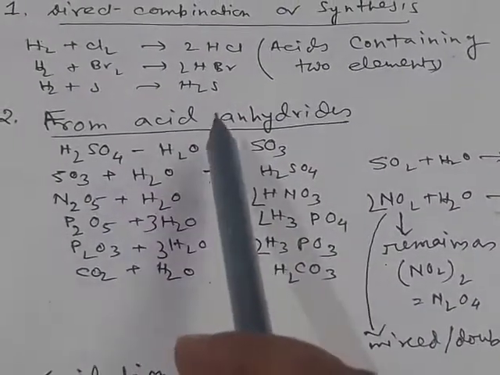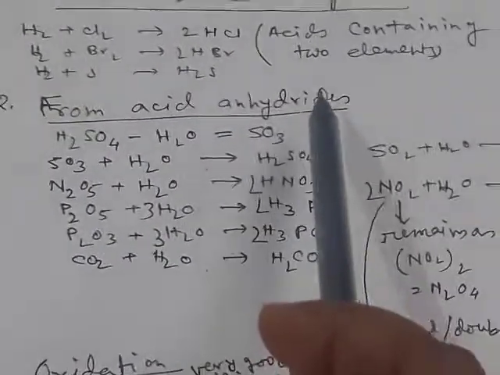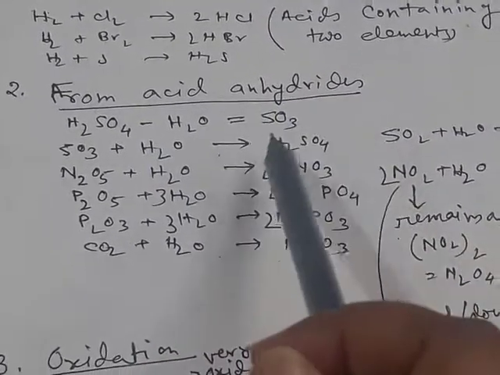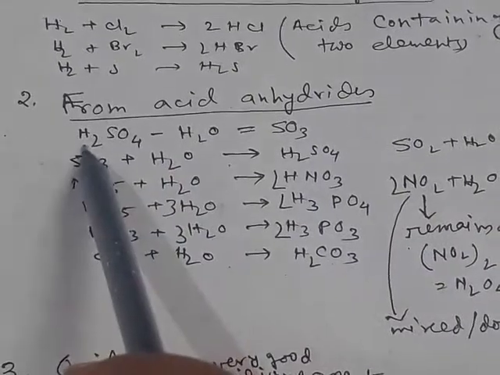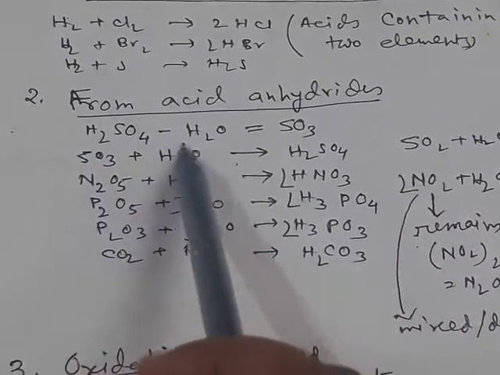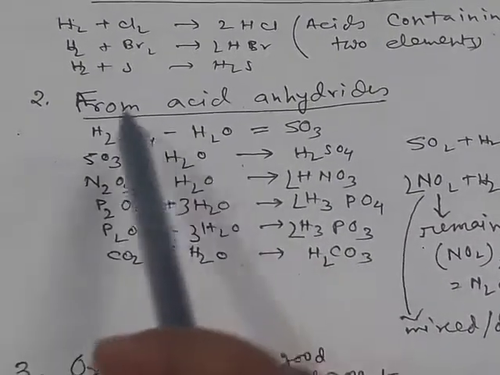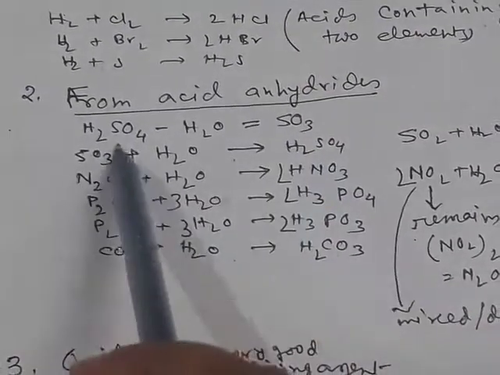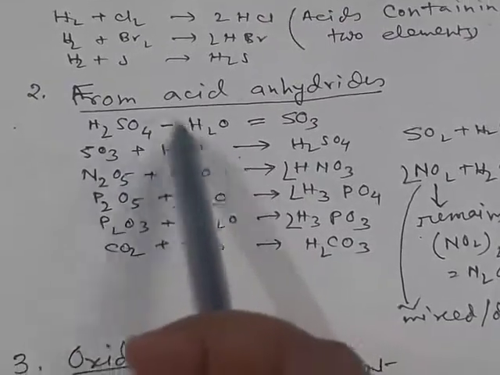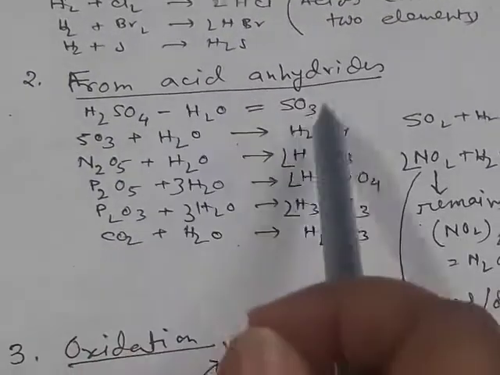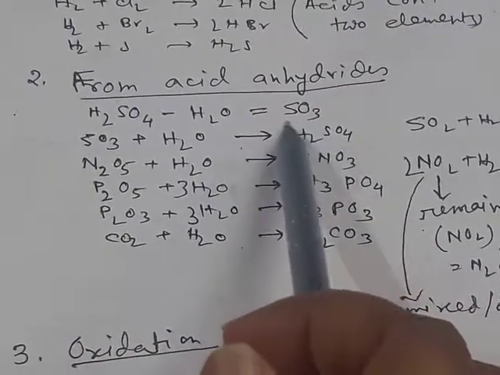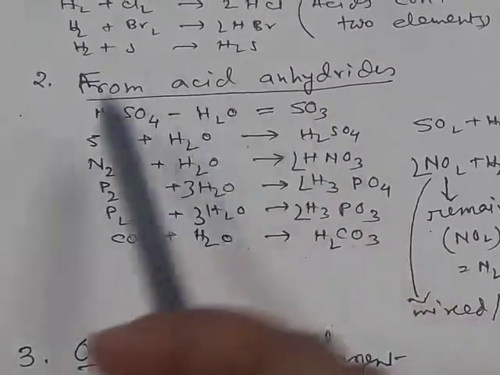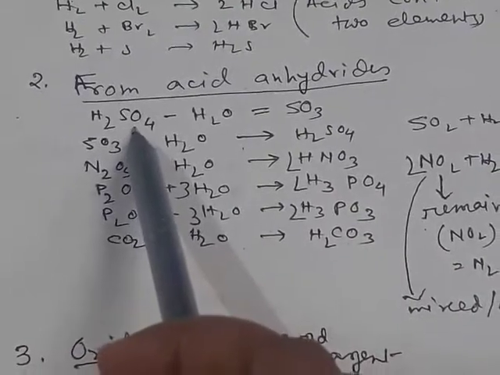Number 2 is from acid anhydrides. Now, which are acid anhydrides? Acid anhydrides are some oxides. If we remove one water molecule from any acid, then we get the corresponding anhydride. For example, if we remove one water molecule from sulfuric acid, then we get sulfur trioxide. So sulfur trioxide is the acid anhydride of sulfuric acid.